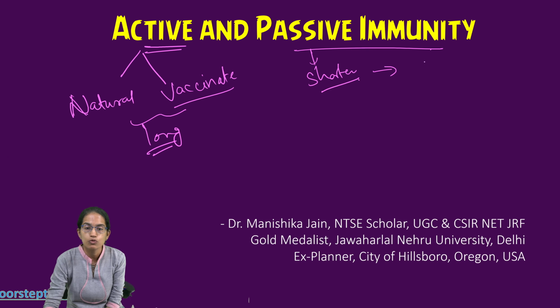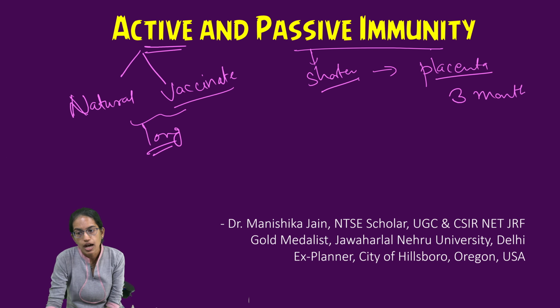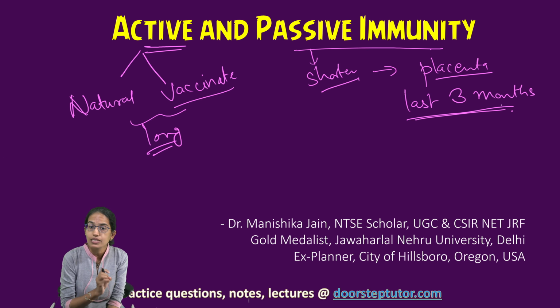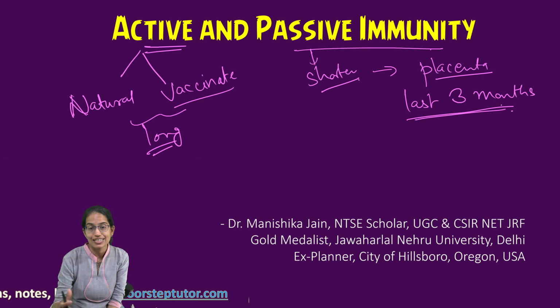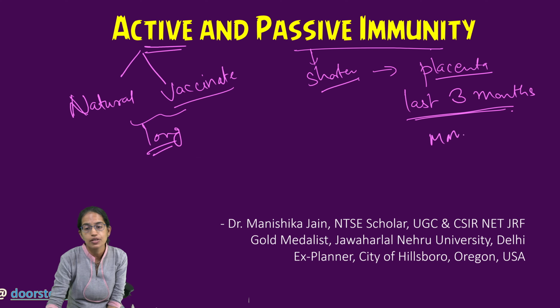Passive immunity moves from mother to child, and it can be through the placenta. Now this happens mainly during the last 3 months, and therefore we say if the baby is premature, then the immunity level of the baby is very low. The first few doses of certain vaccinations, for example MMR, are given at 2 months.